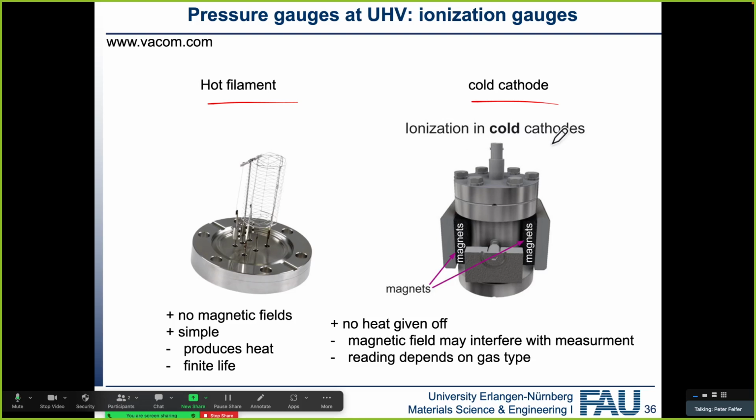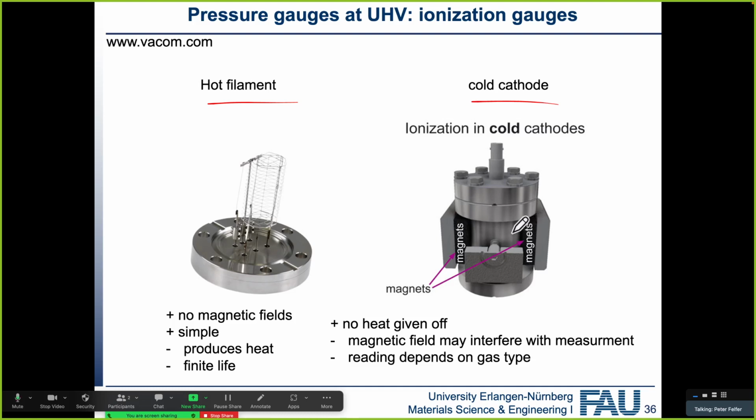Typically, we can do that in two ways, either by having a hot filament, where we have ionization at a hot surface, or by having a cold cathode, which is essentially exactly what I just explained with an ion getter pump, but just used as a gauge. That's why I said ion getter pumps you can use as gauges, or cold cathode gauges you can use as ion getter pumps. This is where ion getter pumps even come from.